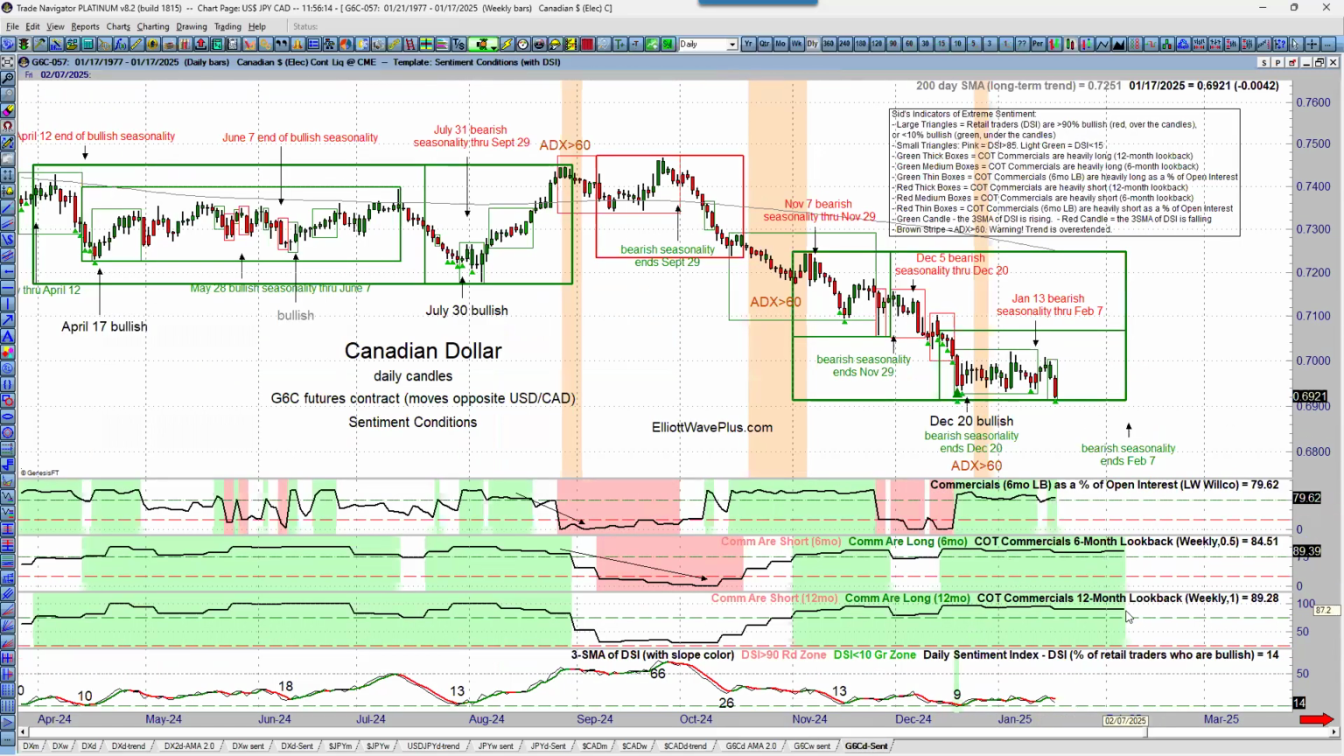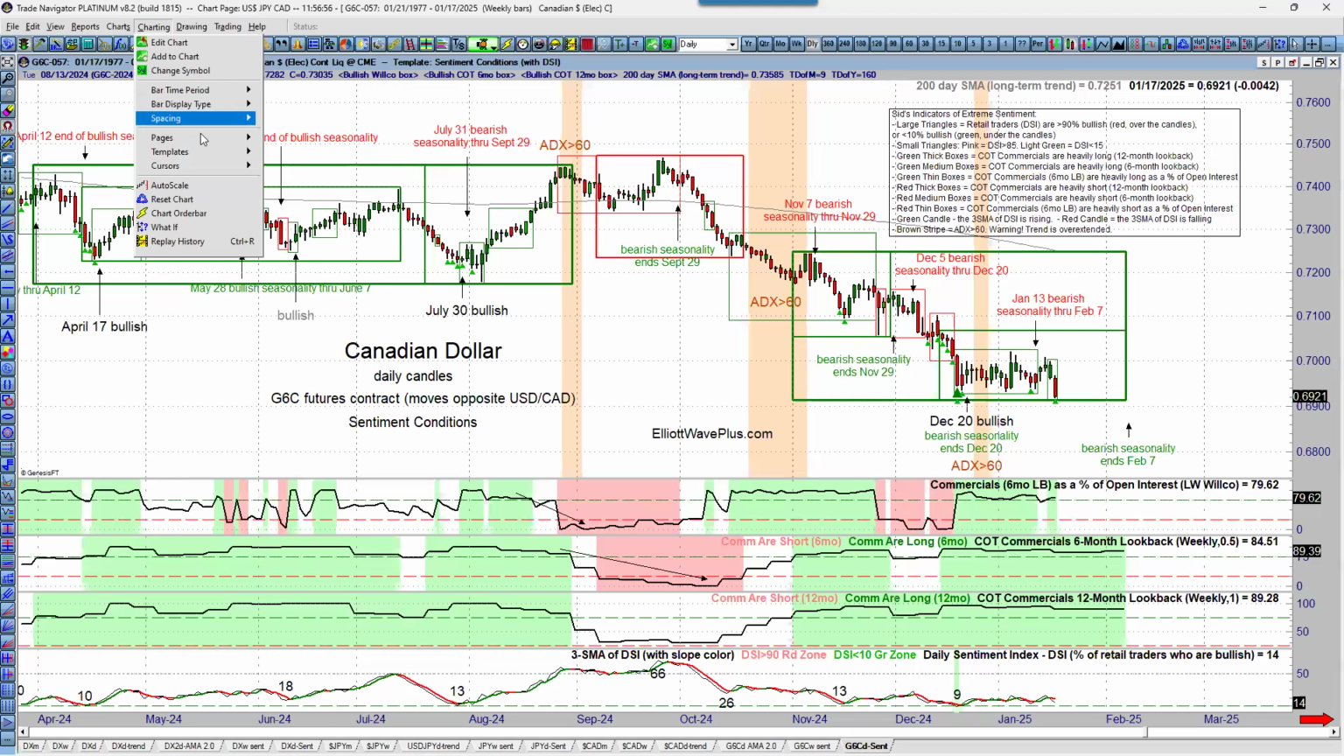Commercials are heavily long, all three measures against the Canadian dollar. Retail very short. How it managed to go against that grain is, I guess, one of the miracles of modern trading, of modern markets. And the only thing really bearish you can say about the Canadian dollar is that we are in a period of normal bearish seasonality and will continue to be there through February 7. Otherwise, everything on this chart is bullish for the Canadian dollar.